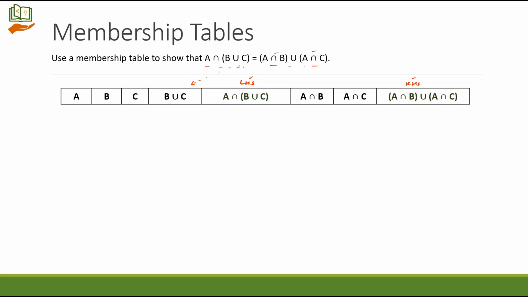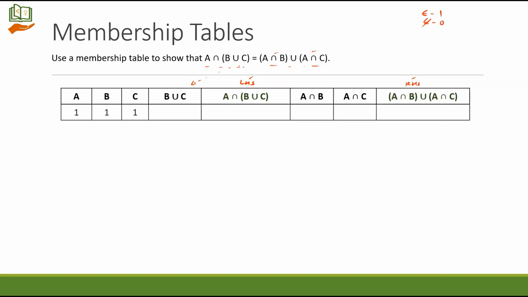We know when the element belongs to a set, it is represented as 1. When an element doesn't belong to a set, we represent it using 0. So the first combination will be A has an element, B has an element, and C has an element. B union C will be 1. When the element is present in A and B, but there is no element in C, here also B union C will be 1.